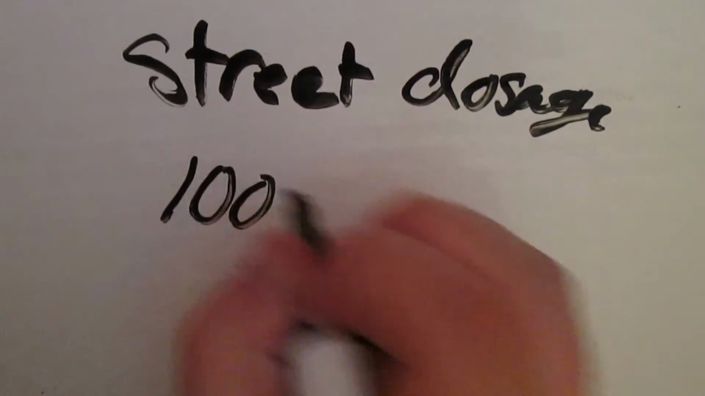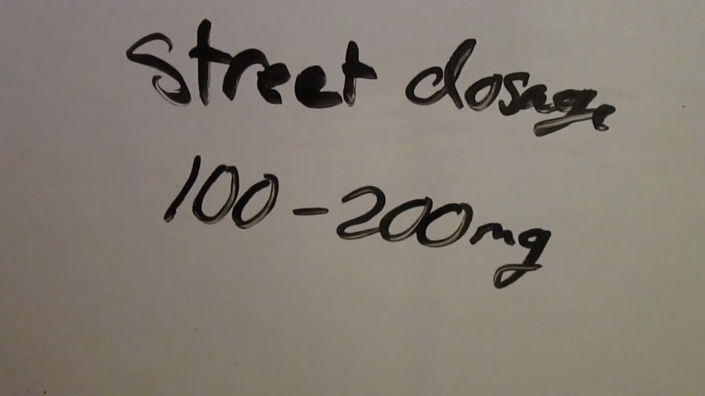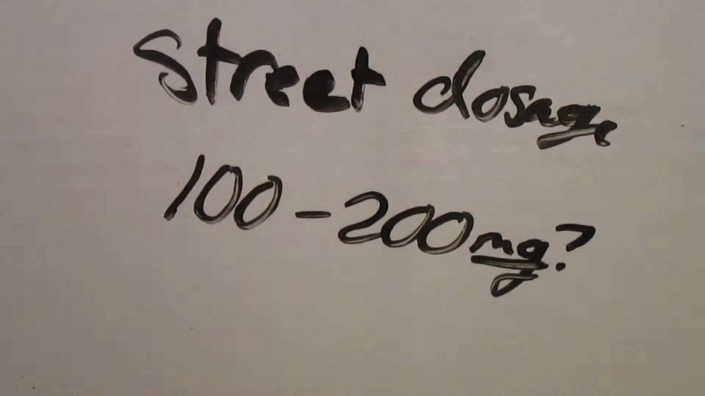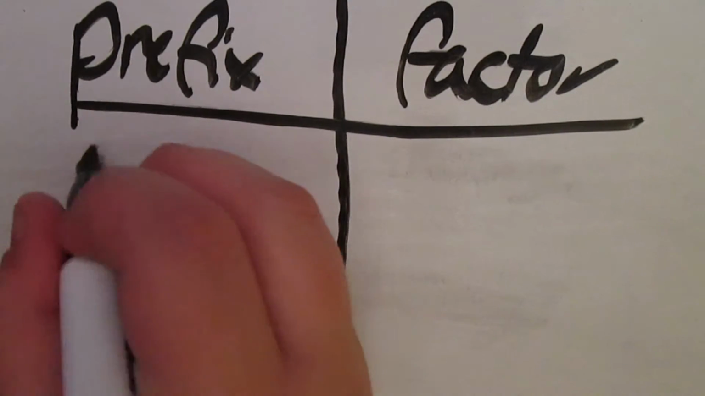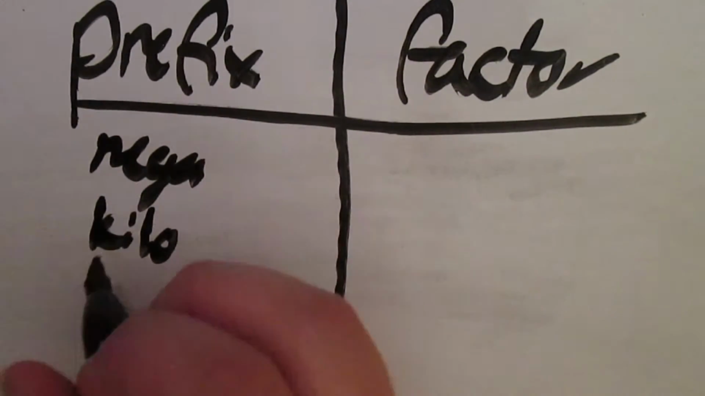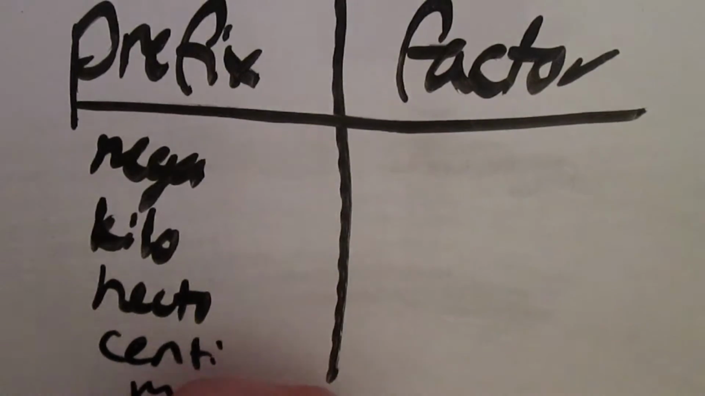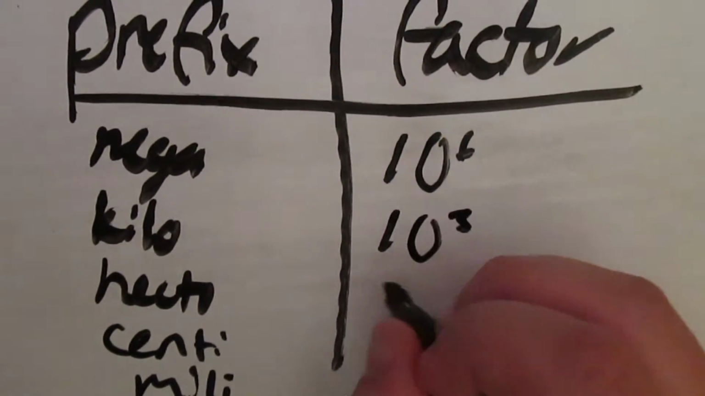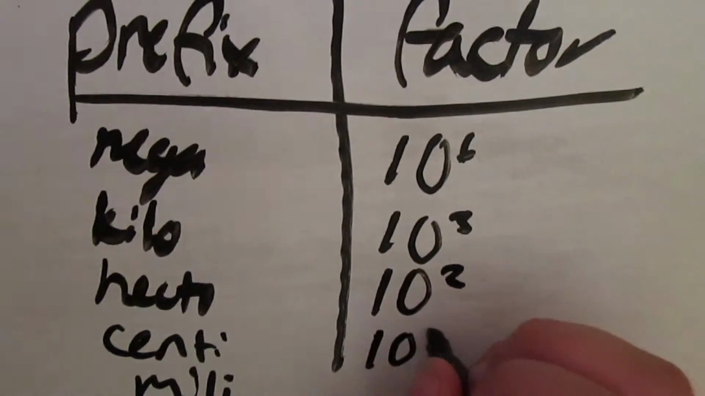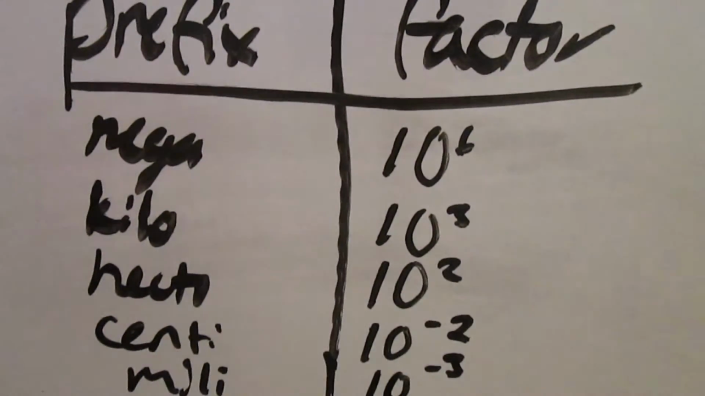First, let's talk about dosage. The normal dosage taken of cocaine is 100 to 200 milligrams. But wait, what exactly is a milligram? Well, to understand this, let's start with the prefix milli. Milli is an SI unit prefix. SI unit prefixes are prefixes that you attach to the front of words to make them smaller or bigger. For example, milli means 10 to the negative third power.